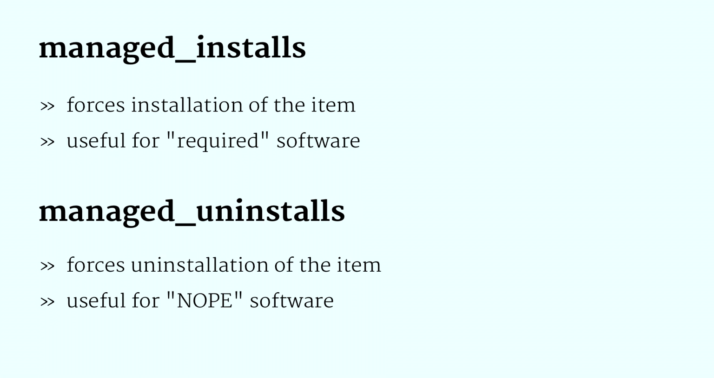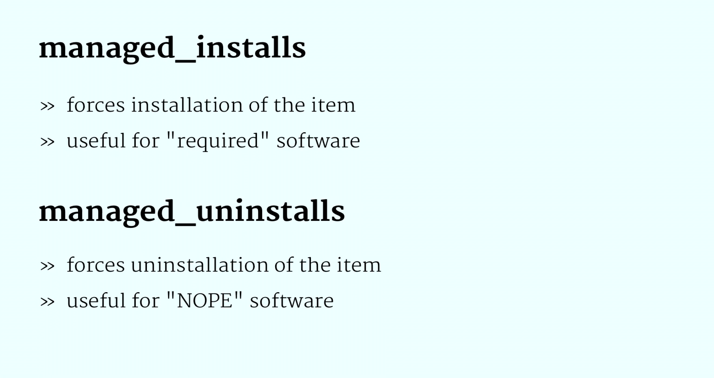In a manifest, you have 4 main sections. Managed installs, which says you are going to install this. End of discussion. It just goes. This is useful for required software. If you're used to baking an image, this is the stuff that would go in every single golden master, right? This is your tools that are everywhere.